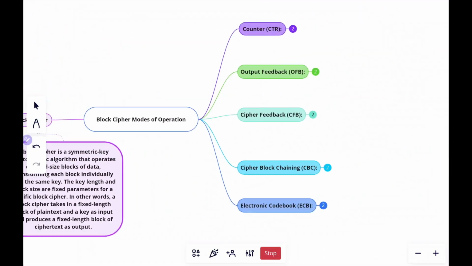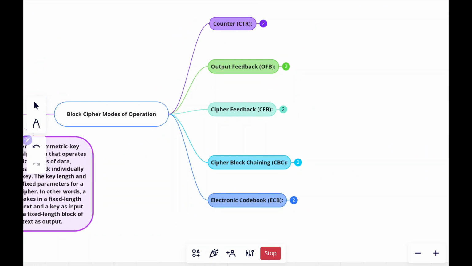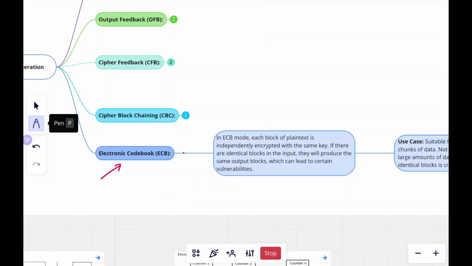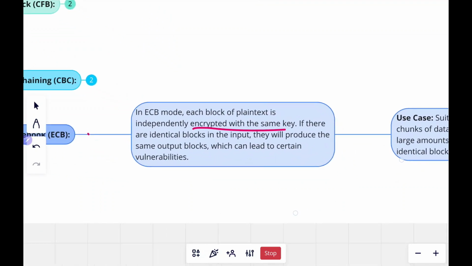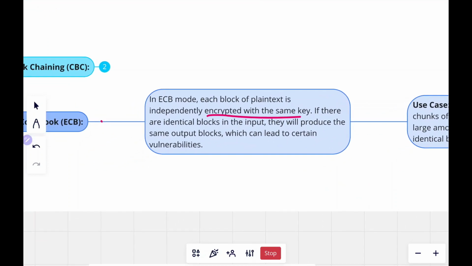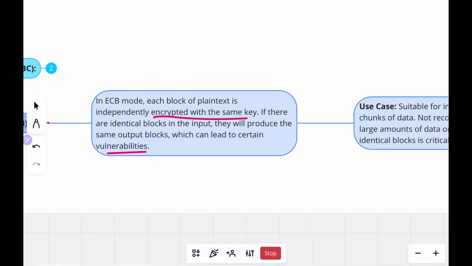Now let's move our attention to the various block cipher modes of operation. The first block cipher mode of operation is what we call as an electronic codebook. An electronic codebook is basically the simplest block cipher in which each block of plain text is independently encrypted with the same key. That is what we have seen so far. So if there are identical blocks in the input, they will produce the same output blocks, which can lead to certain vulnerabilities. This is one of the drawbacks present in the very first type, that is electronic codebook or ECB.